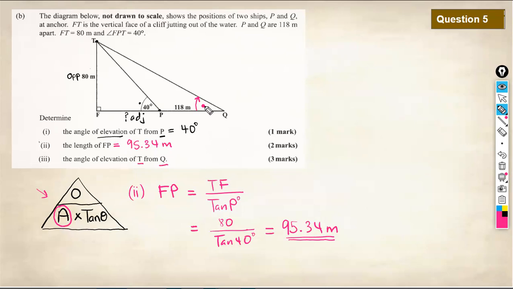Celine, they ask us for the angle of elevation. So you're trying to find an angle for part 3. Okay. They want to know the size of this angle here. So let me update my diagram here, right? Remember, the value of FP is how much? 95.34. Right? Now, my advice is, you see this triangle here, the non-right angle triangle, do yourself a favor.